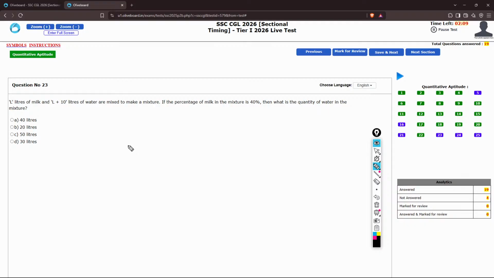L liters of milk, L plus 10 mixed, milk and water mixture. If the percentage of milk in the mixture is 40%, milk is 40%, this is 60%, but 20, right? So 20 is 10. So this is 20 and this is 30. What is the quantity of water? So water is 30.